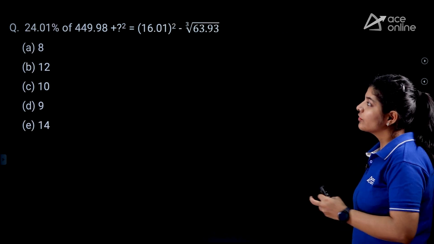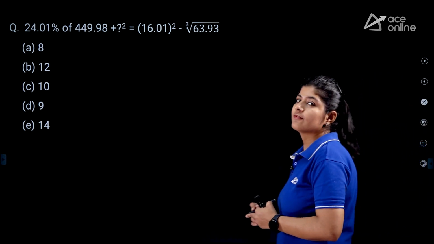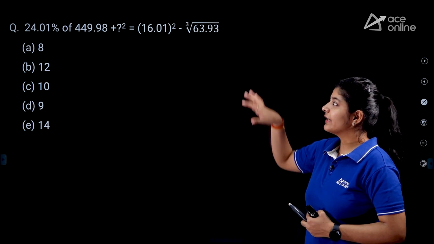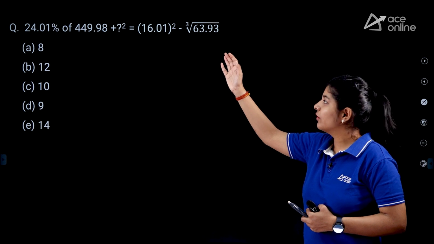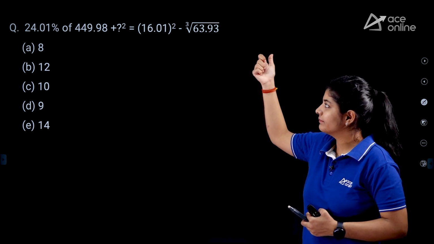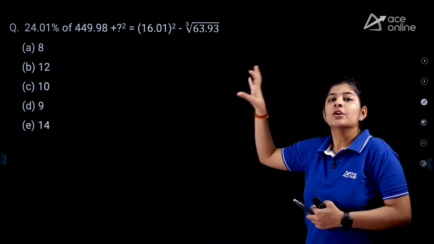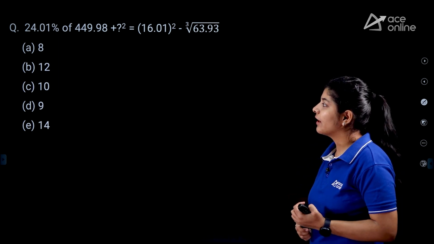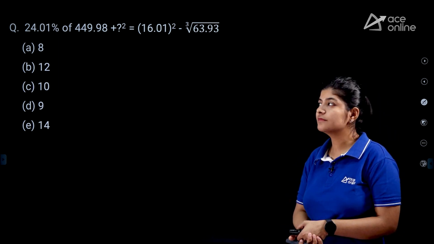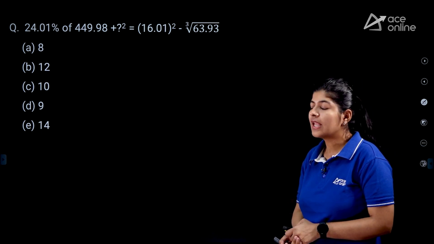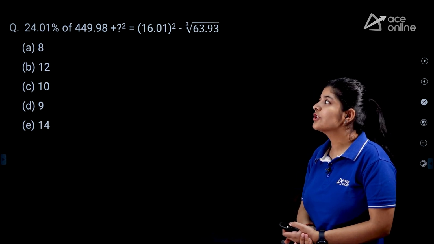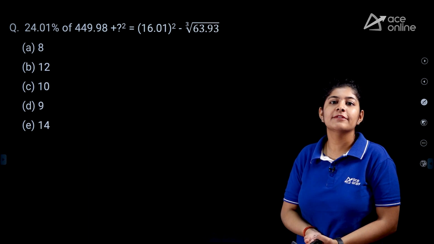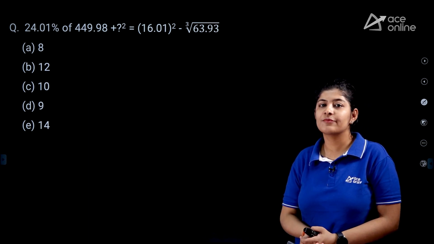Next question. So here we are having a few questions from the concept of simplification, or we can say from the concept of approximation, right? These numbers are quite close to round figures, so you can easily make these values simpler so that you can do the basic calculation in a simple format. Like instead of having 24.01%, you can write it as 24%, of 449.98, you can write it as 450, right?